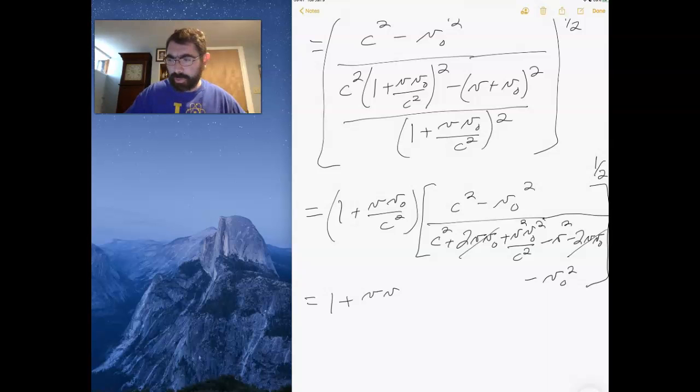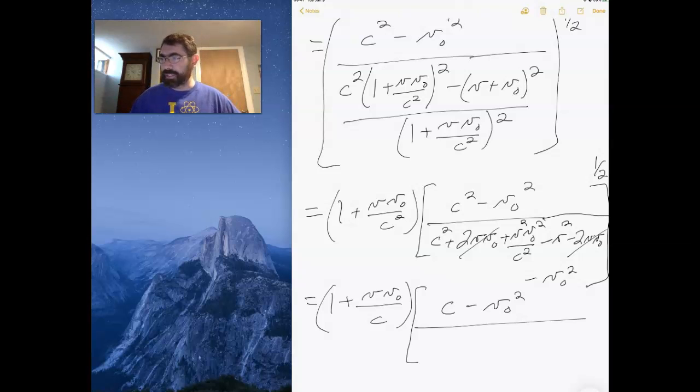And what I get is C minus V0 squared over, let's see, I would get a C minus V0 squared minus, let's see, yeah, C minus V0 squared, V0 squared over C squared, and then I would get a C minus V0 squared. Sorry, these are all squared, like so.